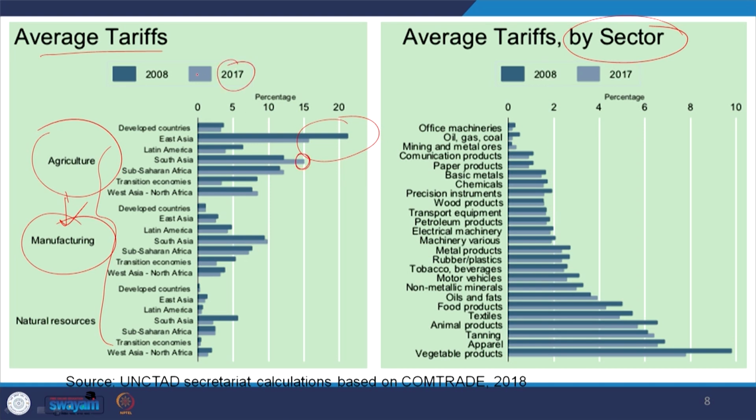Asian countries, the 2017 figure is actually higher as compared to 2008 so far as average tariff in agricultural products is concerned, but in East Asian countries this rate has been reduced. Now, looking at average tariff by sector, the tariff is much higher in vegetable, apparel, training, animal product, textile, food, etc. Whereas oil, mining, communication products, the tariff line is very low. Therefore, those products are also traded internationally in huge volume.